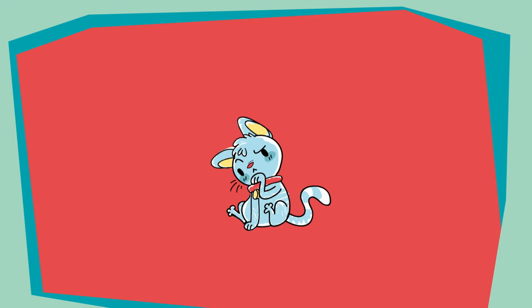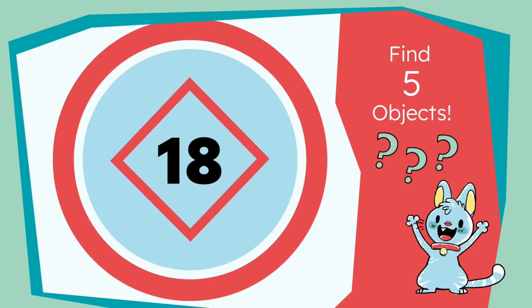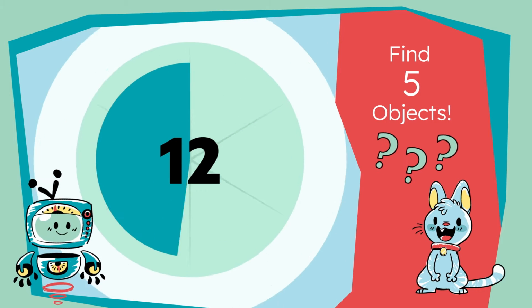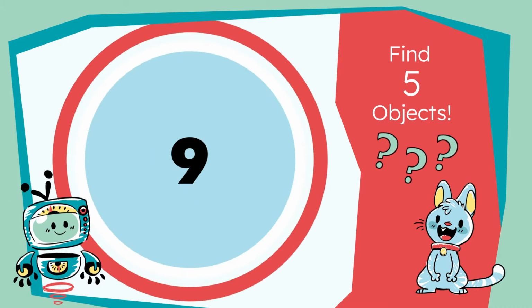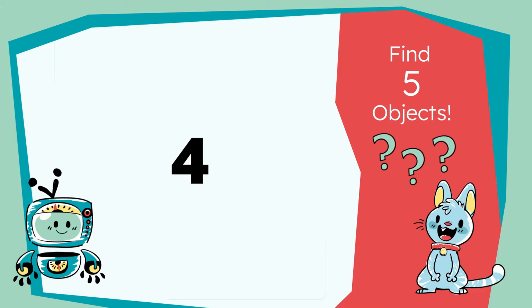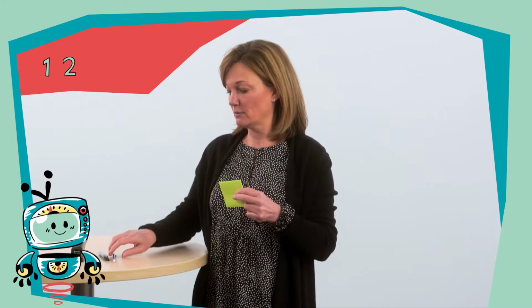Let's get on our feet and find 5 objects in our house. I'm going to find 5 objects too. Okay, I found my 5 objects. Do you have your 5 objects? Great job. Let's count them together. 1, 2, 3, 4, 5.